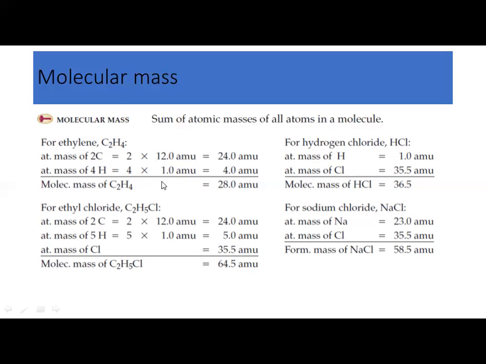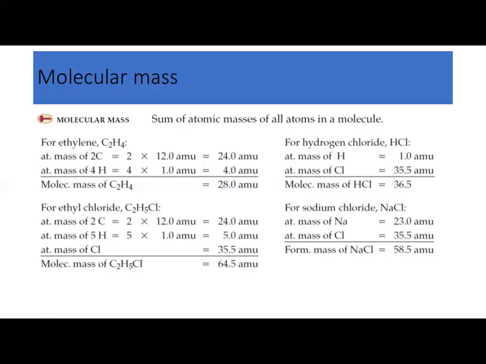Similarly, the mass of 1 hydrogen is 1. You can get this from the periodic table, and as we have also discussed in this class, hydrogen has atomic number 1 and mass number 1, and how many hydrogens are there? There are 4 hydrogens, so you have to multiply 4 by 1. The value will be 4.0, and then you sum up these two values, 24 plus 4, which will be 28.0 AMU. So this is the molecular mass of ethylene.